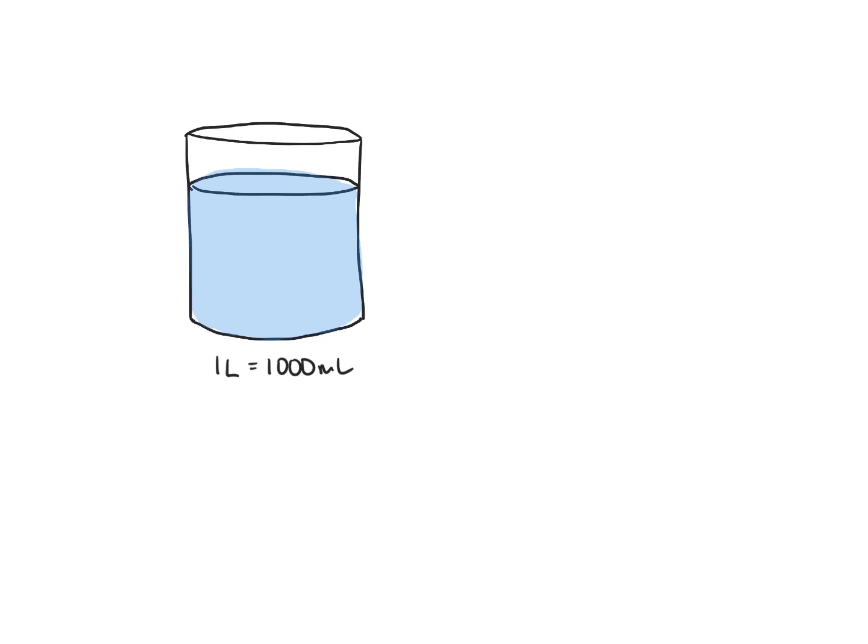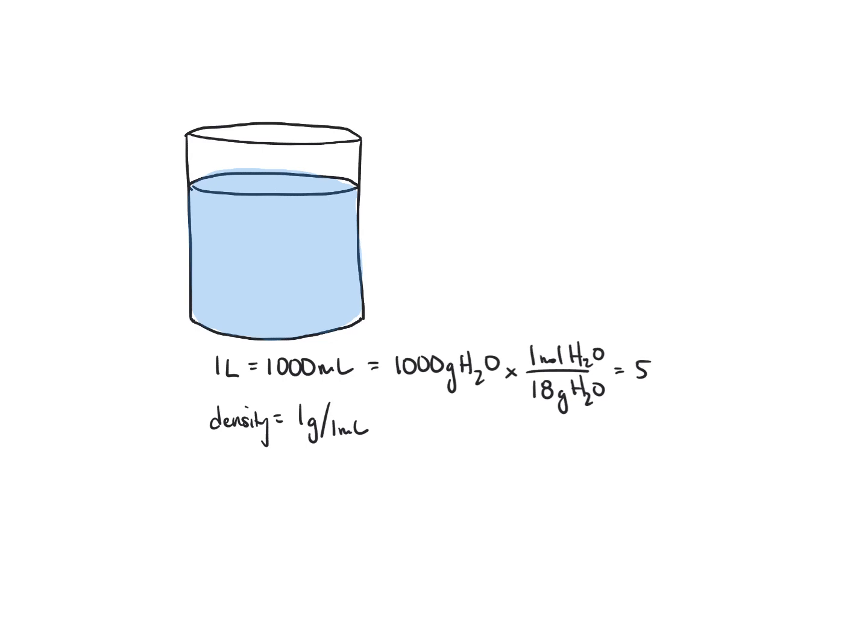Now, because the density of water equals 1 gram per 1 milliliter, this is also equal to 1,000 grams. Well, now we can do some basic dimensional analysis. For every 18 grams of distilled water, we have 1 mole of H2O. That equals 55, we'll just make it 55.6 moles of H2O. So in this beaker, we have 55.6 moles of H2O floating around.